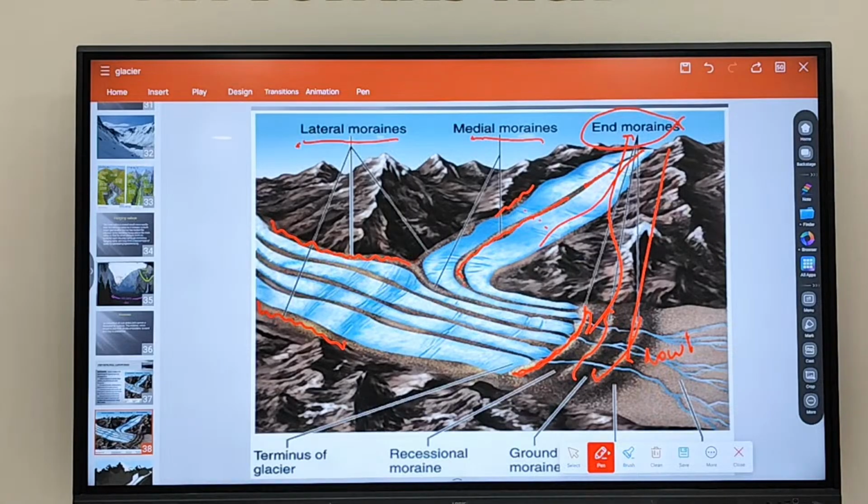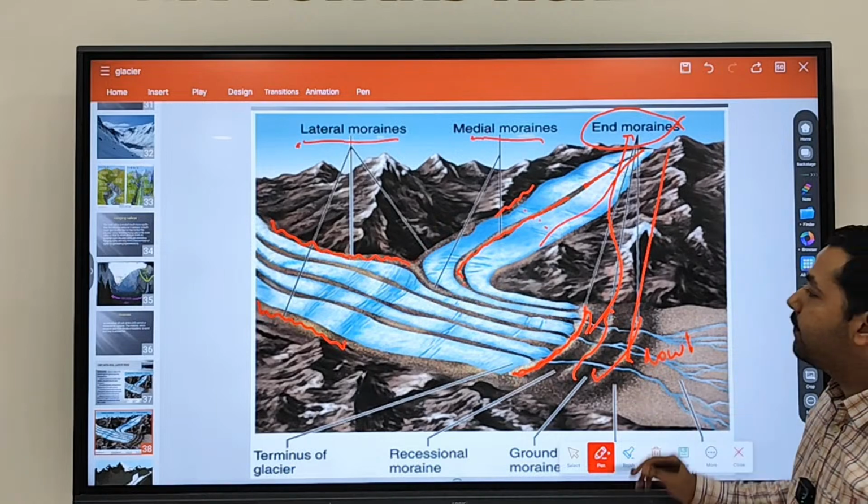Fine. So what are moraines? The eroded material that glacier brings can be deposited either at the center, and if it is deposited at the center, it is a medial moraine, or on the sides, then it is going to be called a lateral moraine, or at the end, then it is going to be called an end moraine.